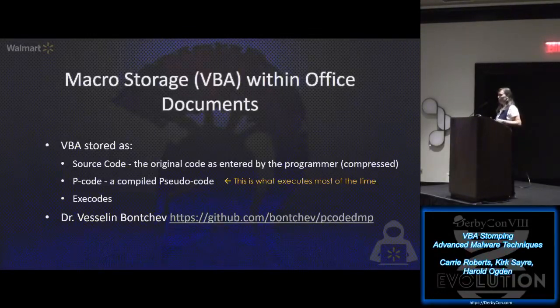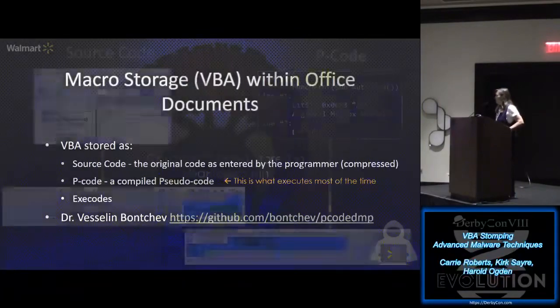First is the source code, like what the developer actually types in. A lot of what you just saw is stored in that format, but it's compressed, so it looks a little bit jumbled. Next is compiled pseudocode, kind of like assembly language. It's called P-code, and that's actually what executes most of the time in a document. The third is EXE codes, but I'm not talking about that here, though Dr. Bonchev has a write-up on it on his GitHub if you want to read more about those.